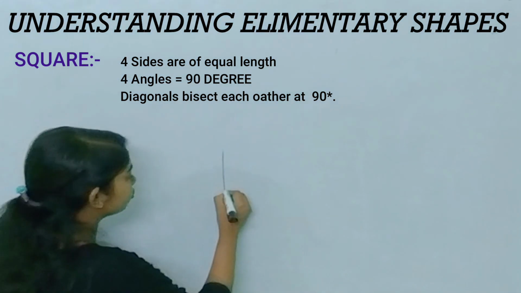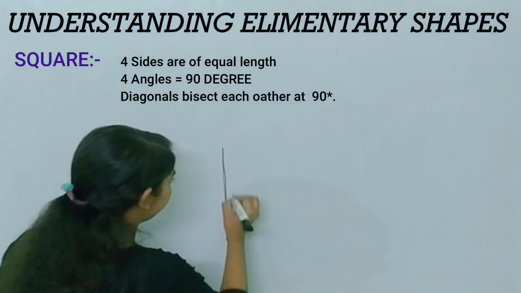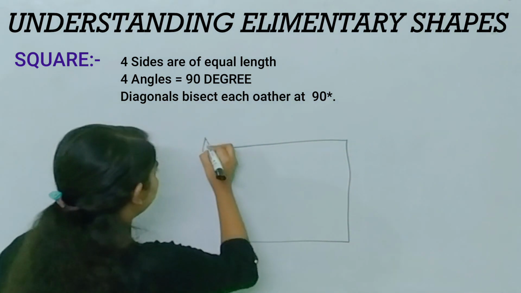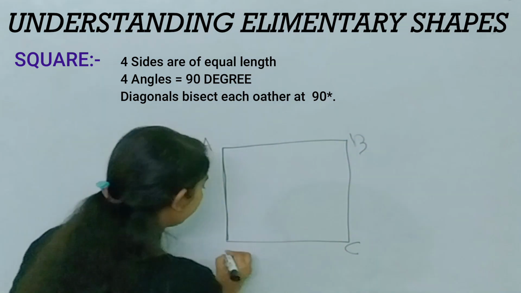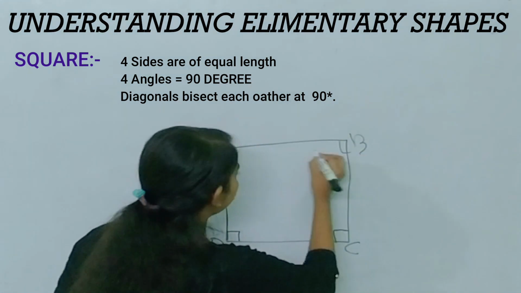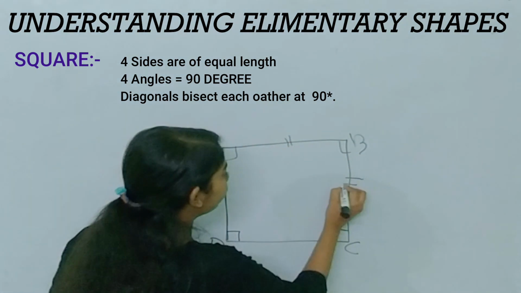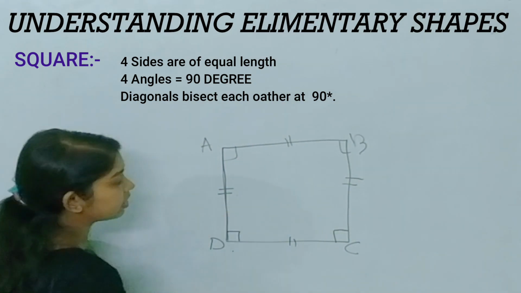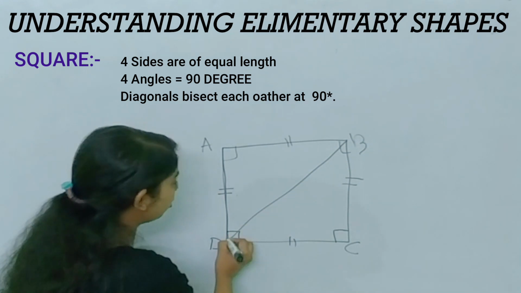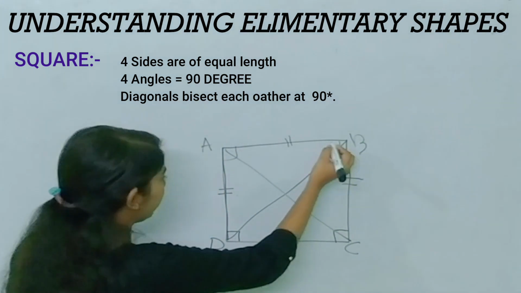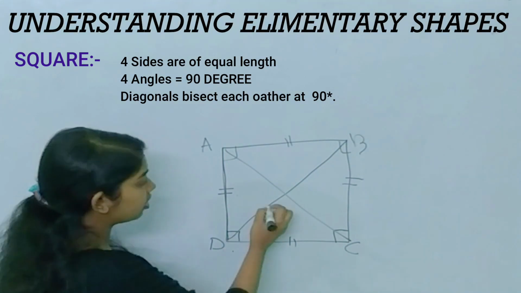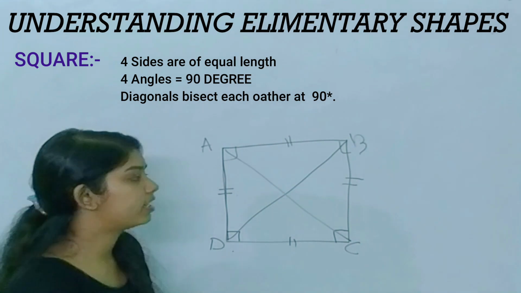Suppose here a square is given. A, B, C and D. So all the angles are of 90 degree and all the sides are of equal length. उसके चारों sides equal length के होते हैं, ठीक है, और इसके diagonals भी equal होते हैं. That means AC equals to BD, okay, and the diagonals bisect each other at 90 degree.